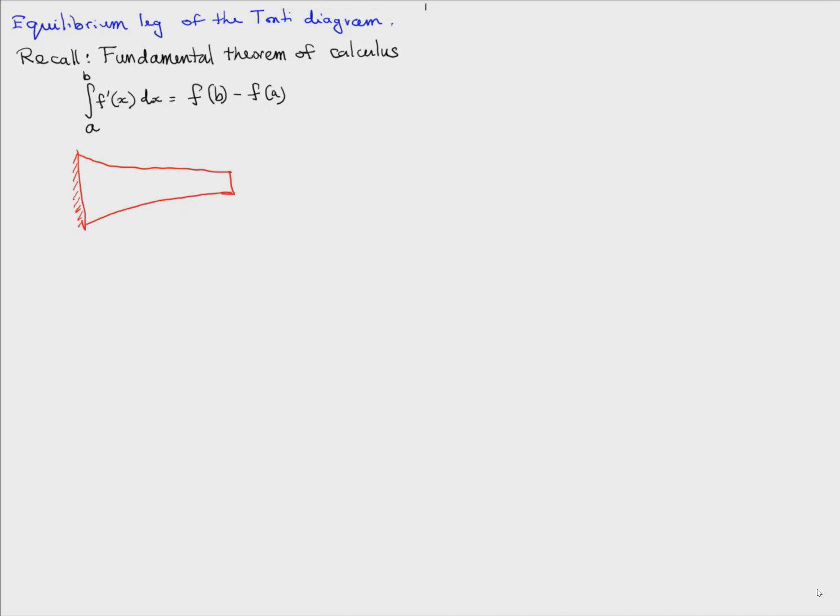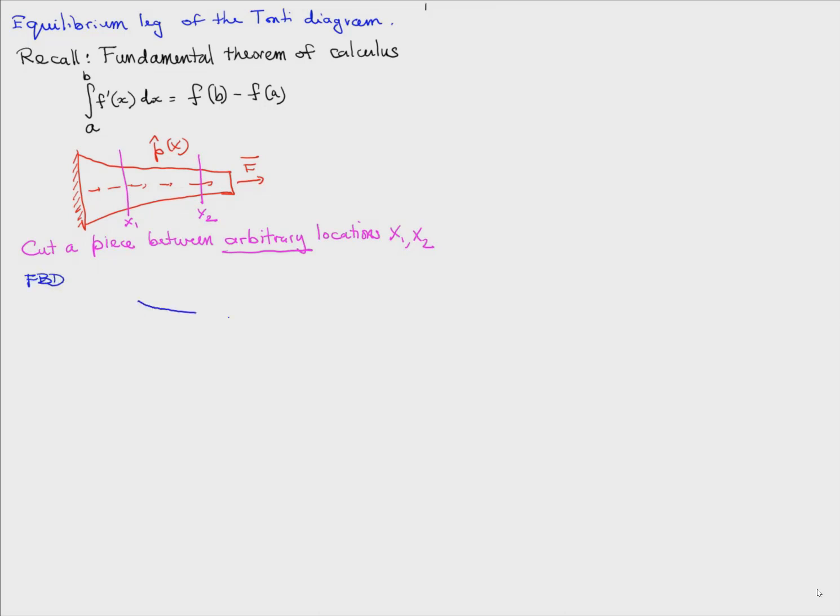So let's take our bar that's fixed at the left end with the force of p hat of x applied axially with the force F bar at the end. Let's cut out a piece of this bar between arbitrary points x1 and x2 and draw a free body diagram. So the free body diagram has the external force in it, p hat of x, and it also has the internal axial force, F of x2 and F of x1.